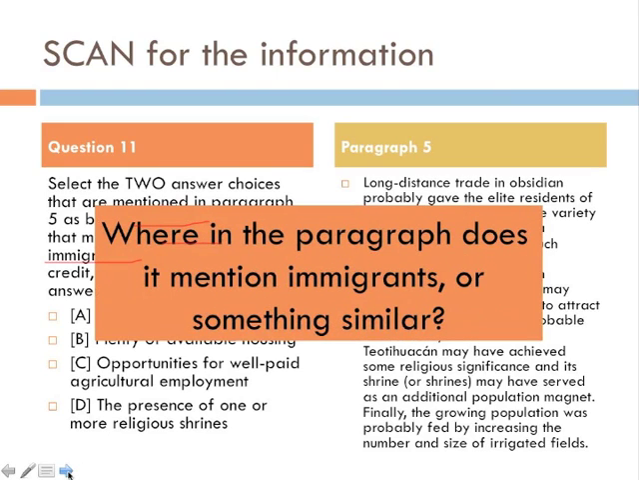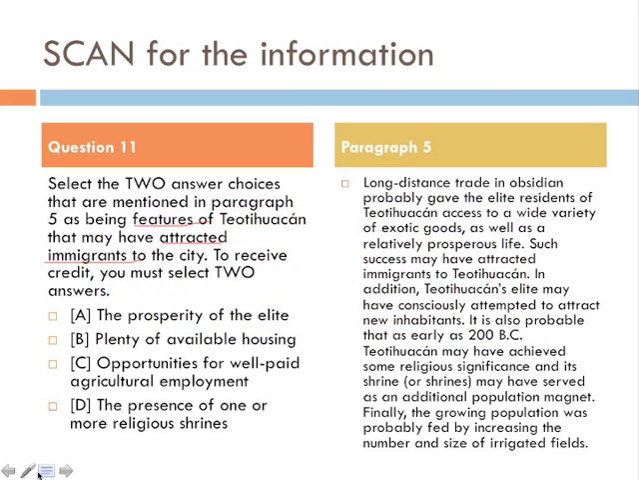So what we need to find now is where in the paragraph does it mention immigrants or something similar. So looking over on the right side, as we scan through the information, we do notice that the first sentence mentions the residents, and then it mentions something about success attracting immigrants to the city. So it looks like we have found the place to begin. So the question is asking us what particular features attracted them.